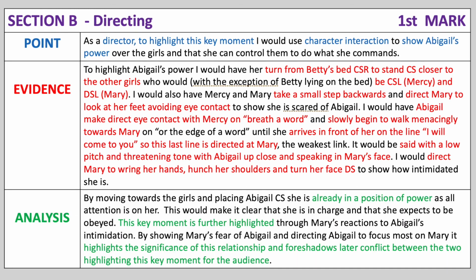As with A marks, the final section, analysis, is to link the evidence to the point you are making. By moving towards the girls and placing Abigail centre stage, she is already in a position of power, as all attention is on her. This would make it clear that she is in charge and that she expects to be obeyed. This key moment is further highlighted through Mary's reactions to Abigail's intimidation. By showing Mary's fear of Abigail and directing Abigail to focus most on Mary, it highlights the significance of this relationship and foreshadows later conflict between the two, highlighting this key moment for the audience.